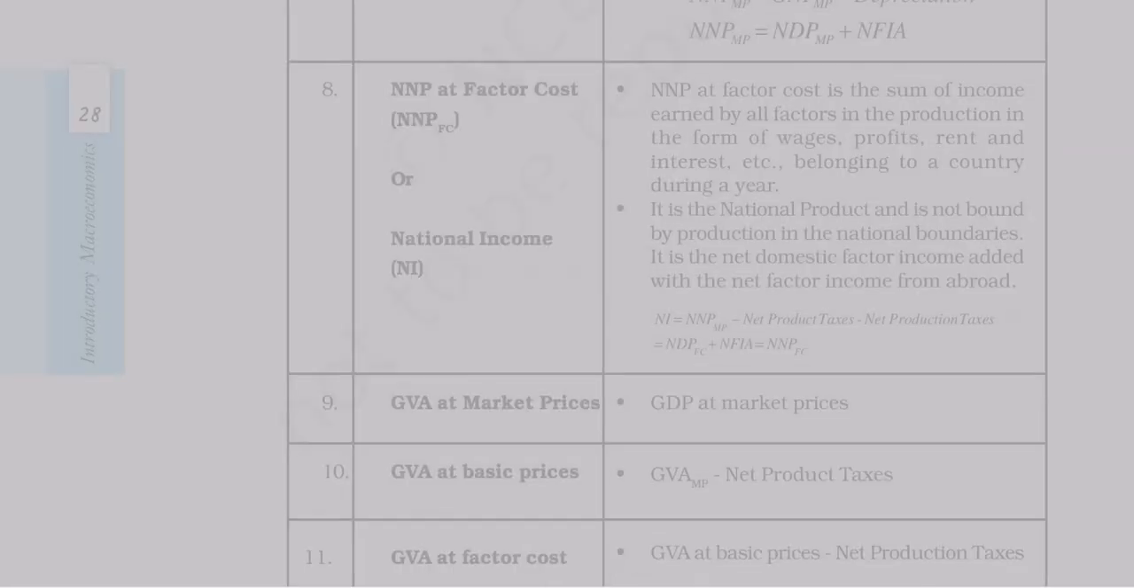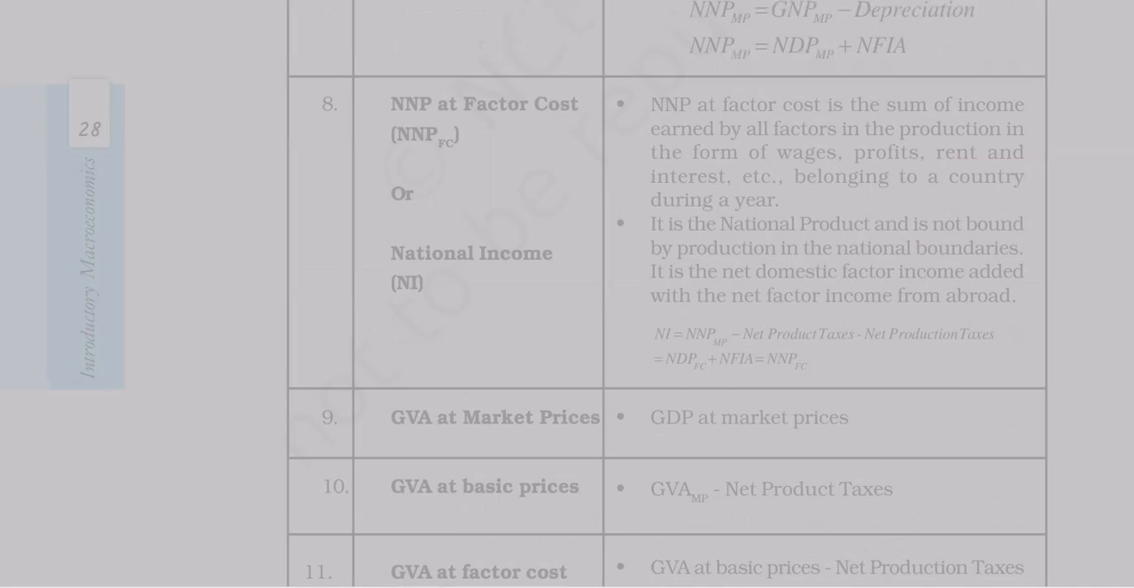NNPMP = GNPMP - depreciation. NNP = NDP + NFIA. NNP at factor cost is the sum of income earned by all factors in the production in the form of wages, profits, rent and interest, etc., belonging to a country during a year. It is the national product and is not bound by production in the national boundaries. It is the net domestic factor income added with the net factor income from abroad. NNPFC = NNPMP - net product taxes, net production taxes.